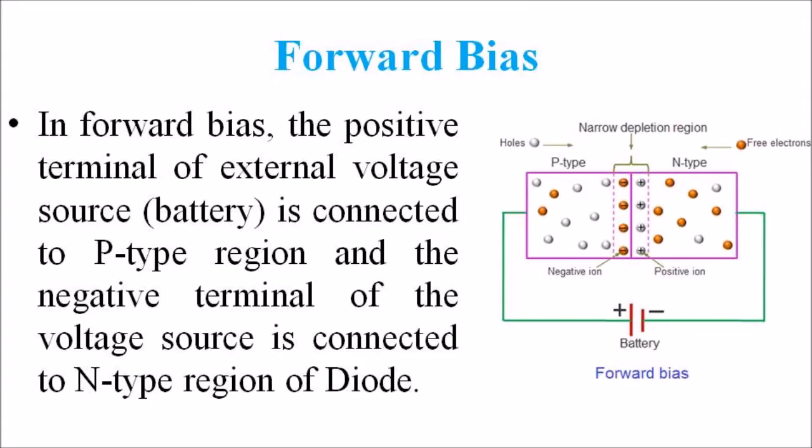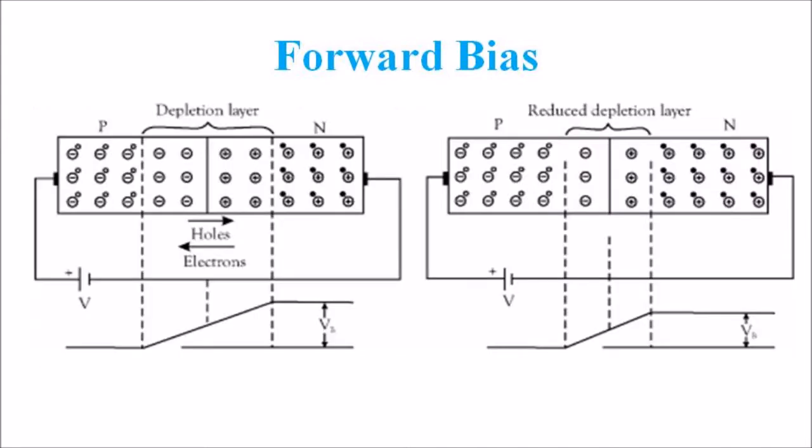Firstly, when it comes to forward bias, the positive terminal of the external voltage source, that is a battery, is connected to the P region, and the negative terminal of the voltage source is connected to the N-type region. This is shown in this figure, and this configuration reduces the width of the depletion region, that is VB is reduced, and thus a large amount of current flows through the junction.